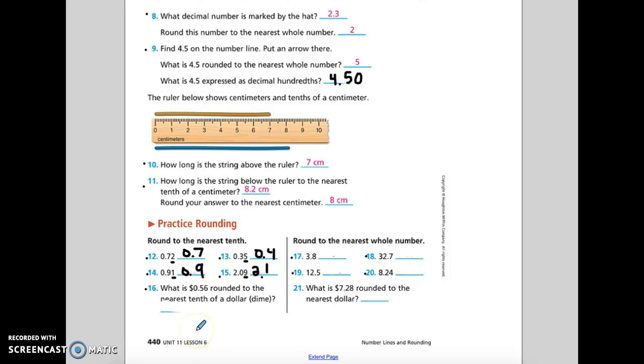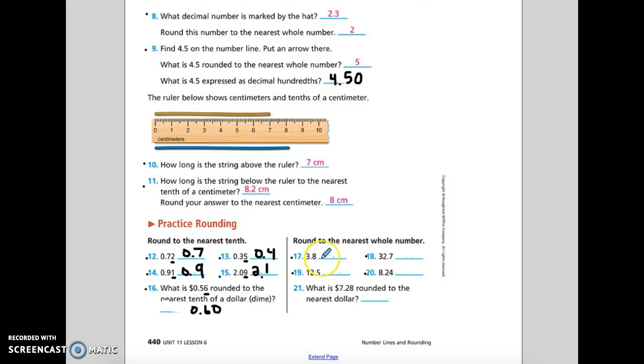All right. Now, how about this? It says, what is 56 cents rounded to the nearest tenth of a dollar or dime? So same thing. I'm going for the tenth. I'm looking at that 5 spot. I look right behind it, and it's a 6. Since 6 is bigger than 5, I know I have to round my tenth spot up. So it's going to end up being 0.6, or put a 0 behind it, 60 cents.